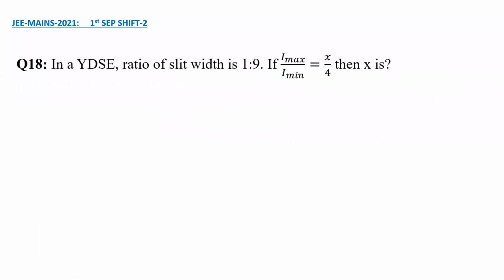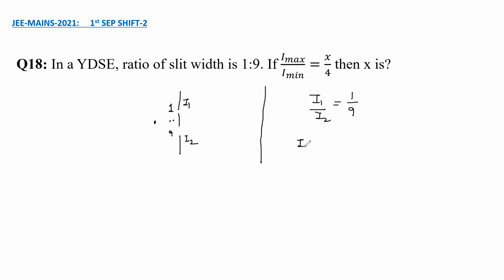So here in a YDSE, as we know, both the slits will receive power from a single source. If their width is in the ratio 1:9, they receive power in the ratio 1:9. And therefore, if you think that on the screen, the first one will cause I1, second one will cause I2, I can confidently say I1 by I2 is equal to 1/9.